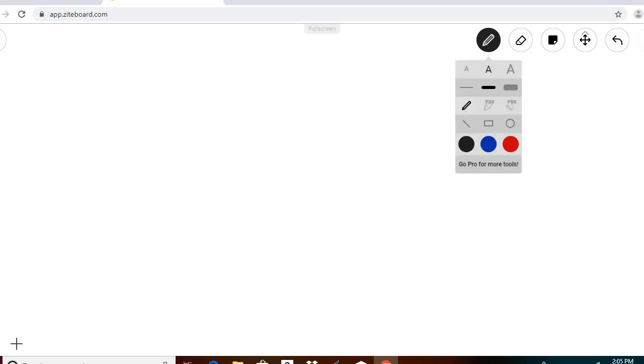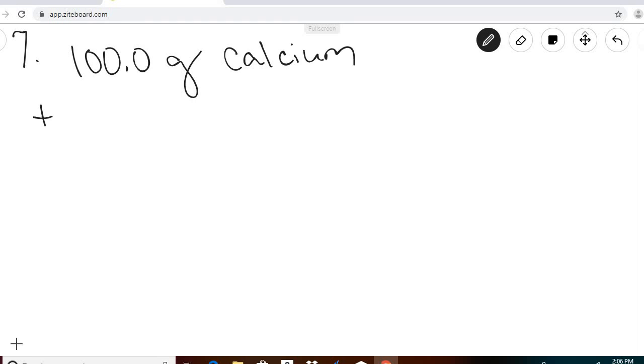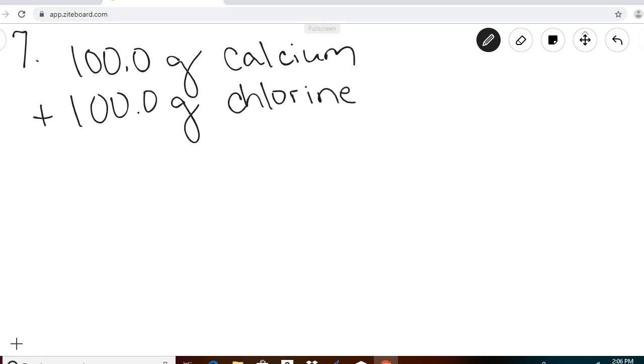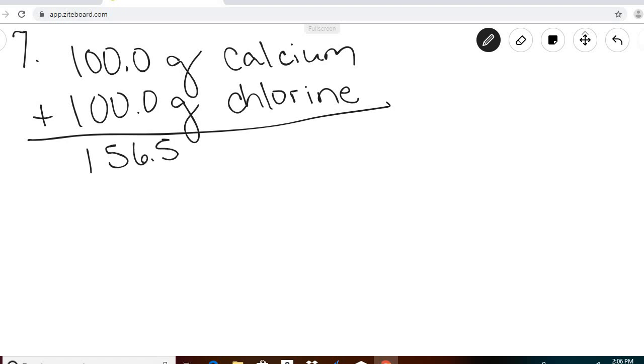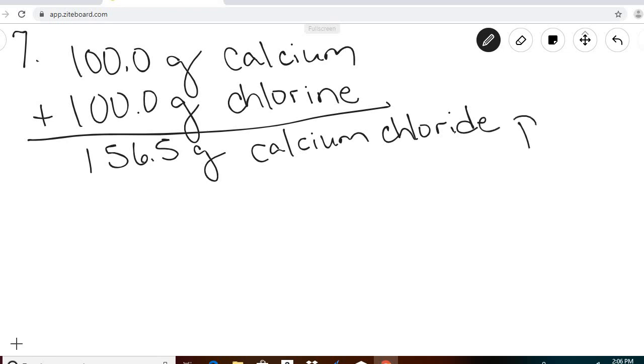Okay, number 7. Number 7 says that we're going to make calcium chloride. So 100.0 grams of calcium plus 100 grams of chlorine are mixed together, and we end up with 156.5 grams of calcium chloride plus leftover calcium.